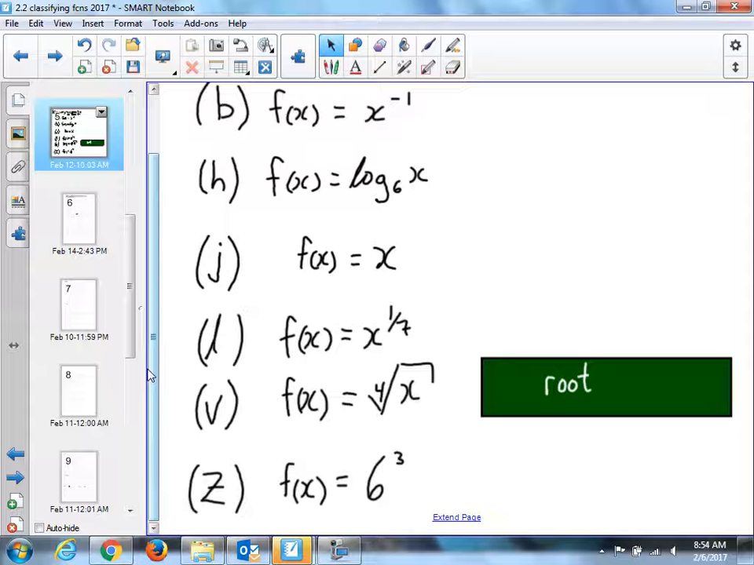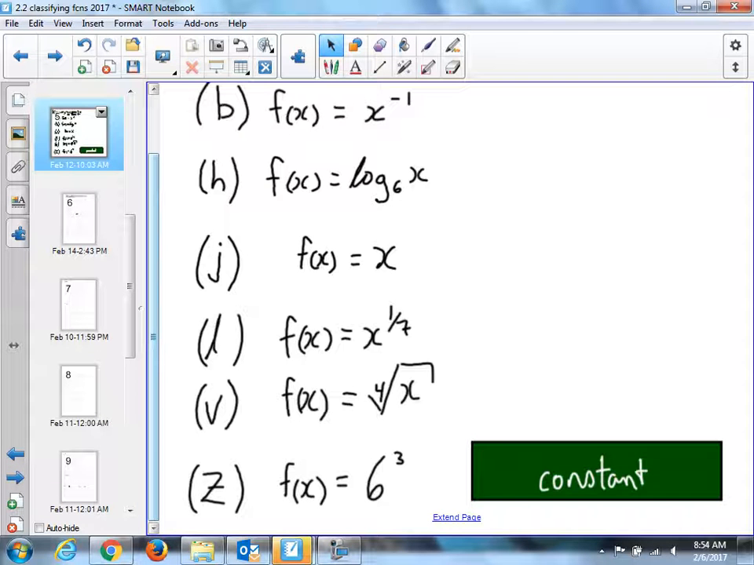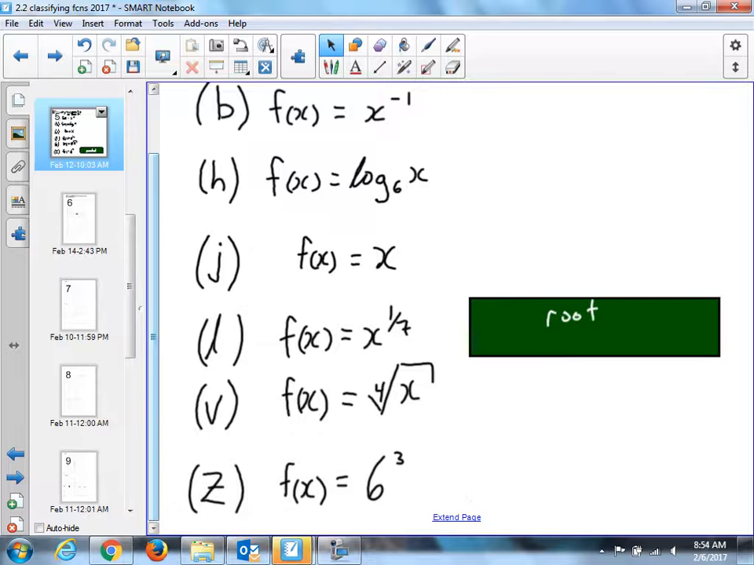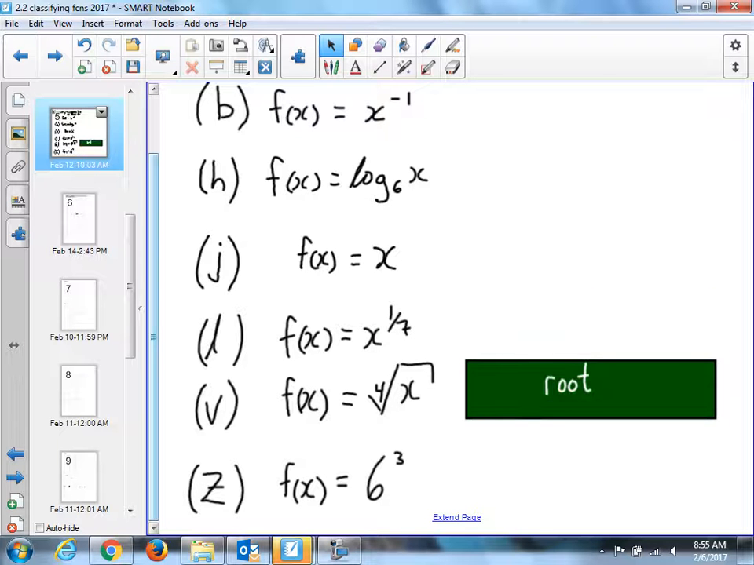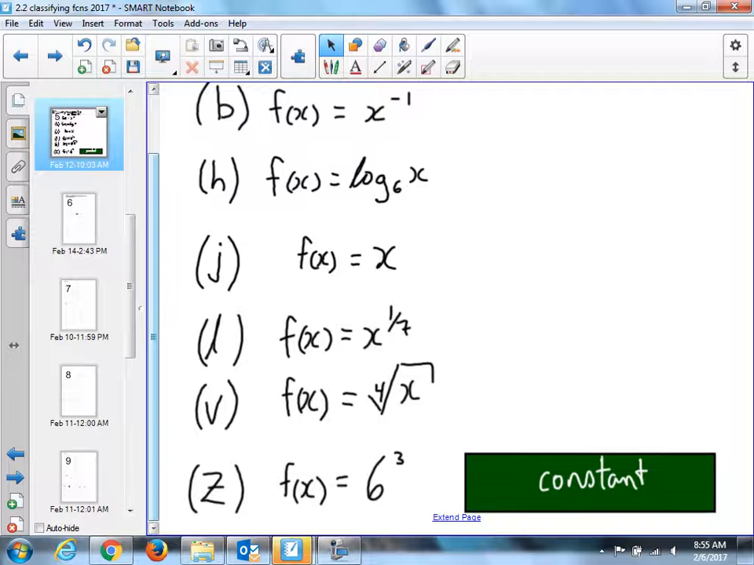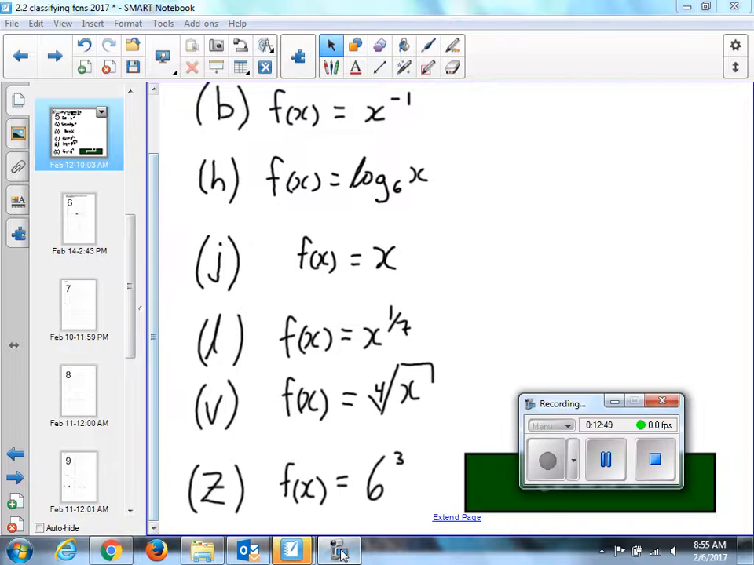The last one, what do we got? Good, constant. Oh, L and V, yes. Root, because that means the 7th root of x when you got an exponent. And of course, this is a 4th root here. So yes, a constant for the last one. Don't automatically assume if you see an exponent that it's exponential. Okay? Whereas 6 to the x, that would be. Now the last thing, I'll just go over the pictures and why I have them. I'll shut this up.